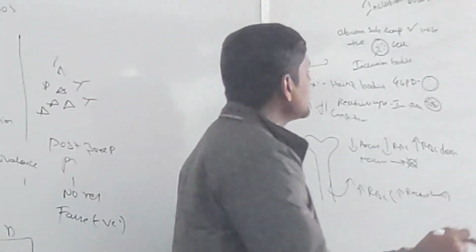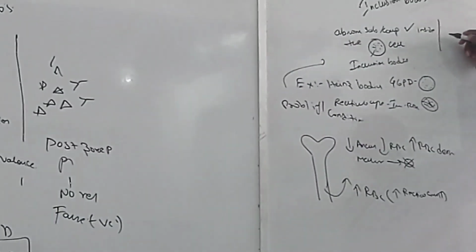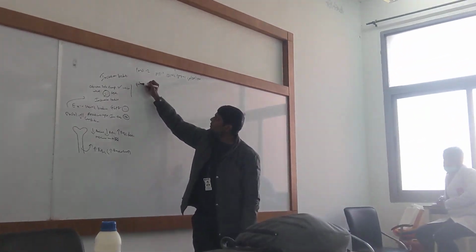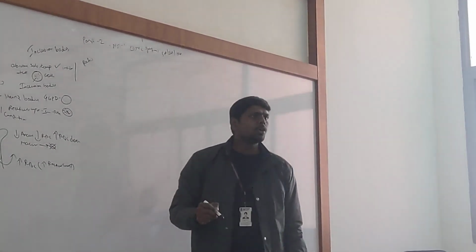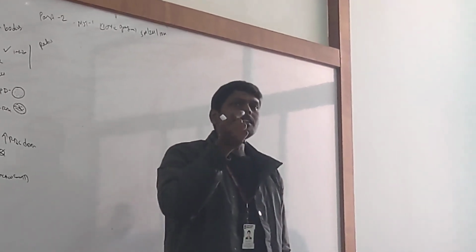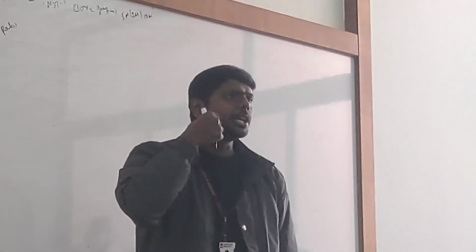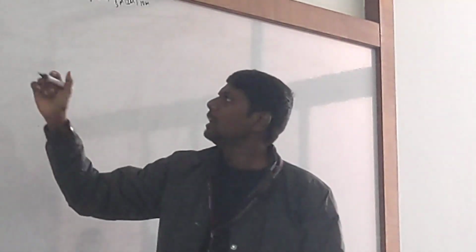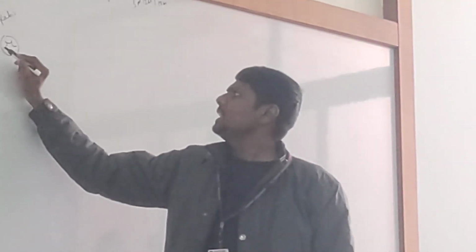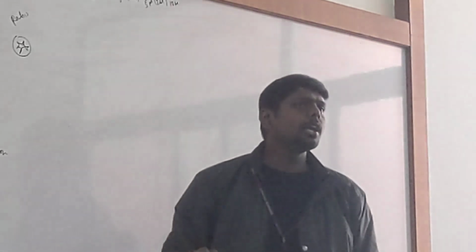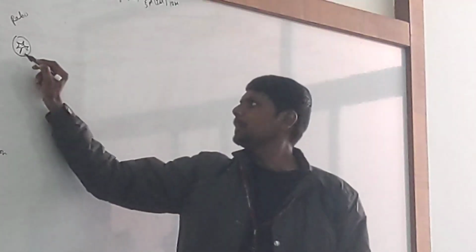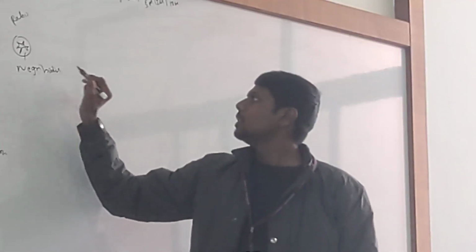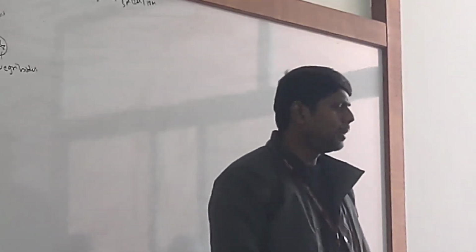I will give a few more examples. Another example is in case of rabies infection. In case of rabies infection, if I take the patient's cheek cells, in the cells I will see a specific inclusion body called Negri bodies. Negri bodies. So very simple.